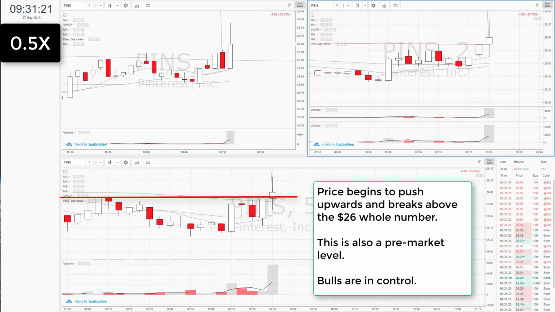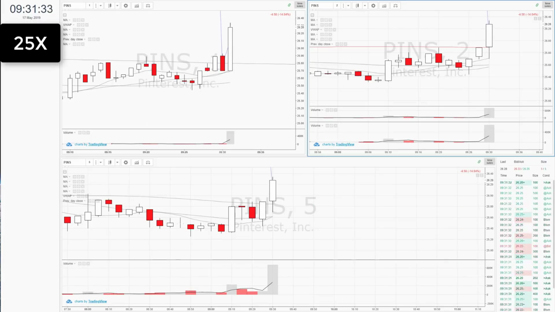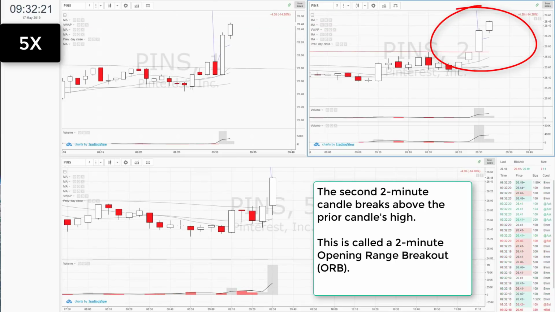Price begins to push up and breaks above the $26 whole number. This is also a pre-market level. Bulls are in control. The second 2-minute candle begins to break above the prior candle's high. This is called a 2-minute opening range breakout.